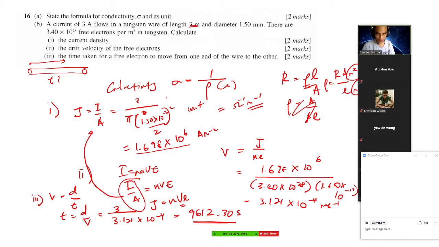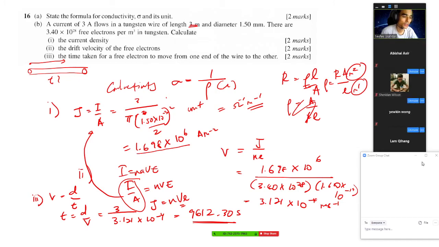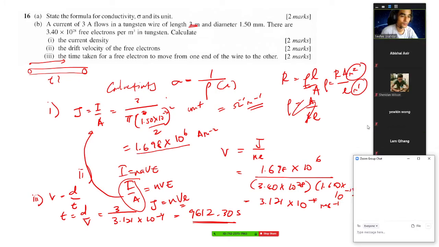Okay, that's question number 16. Any question about question number 16? Is everyone clear with the answer? Abi? Sure, okay.